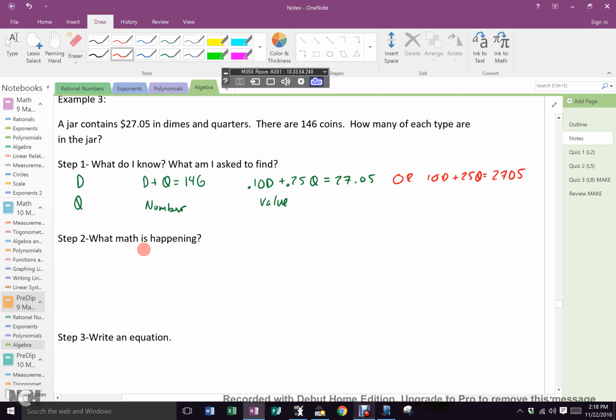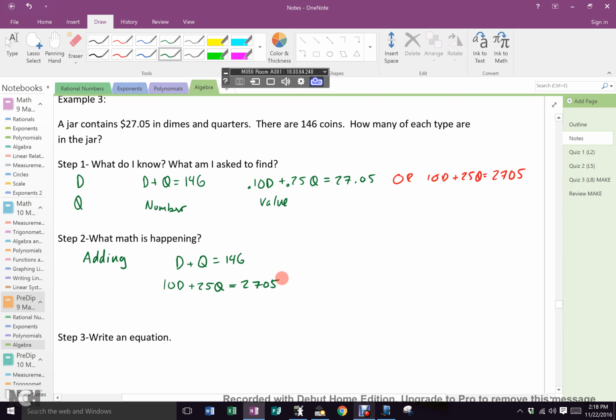What math is happening? Well, in both cases, it's adding, yes? Yep. So, D plus Q equals 146, yes? And 10D plus 25Q equals 2,705, yes? Yep.